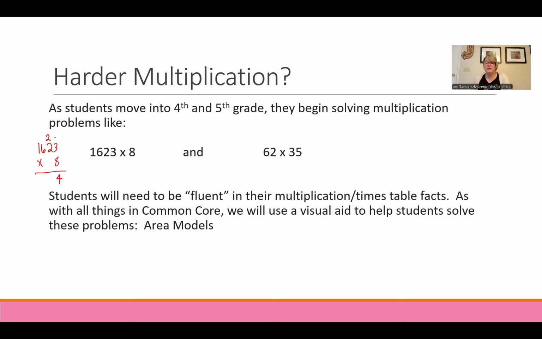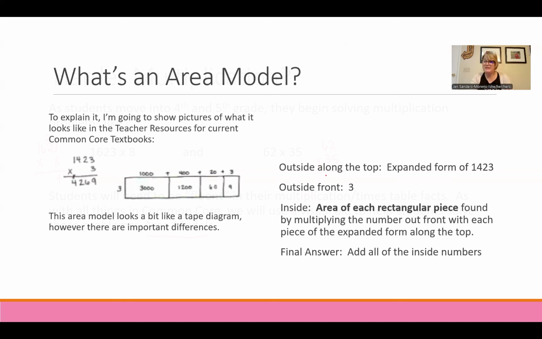What I want to show you is how we're going to teach the standard algorithm, but we're going to use what are called area models, okay? The area model is going to work for both this problem and this one as well. So when we teach 62 times 35, a 2-digit number times a 2-digit number, how do we show that? I guess the first thing we should talk about is what's an area model?